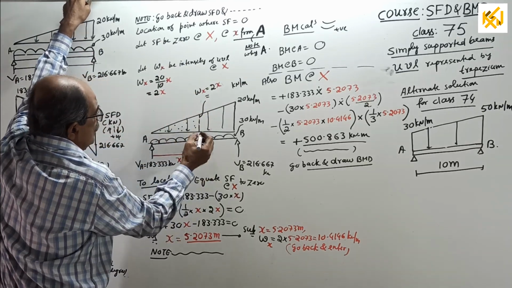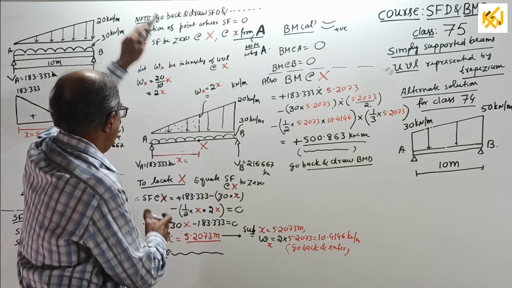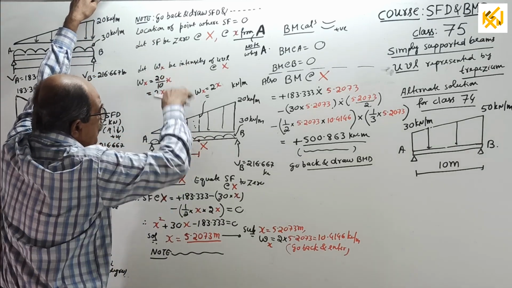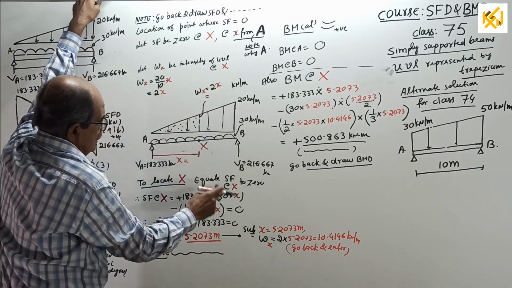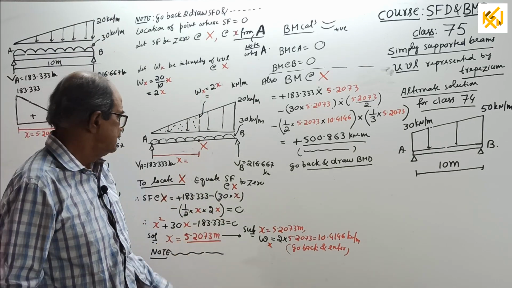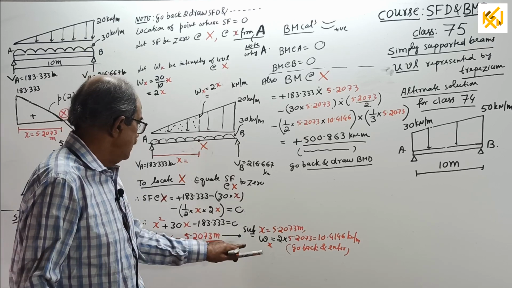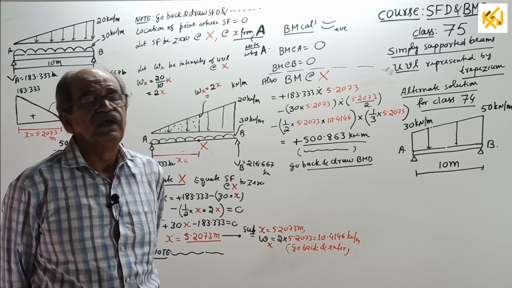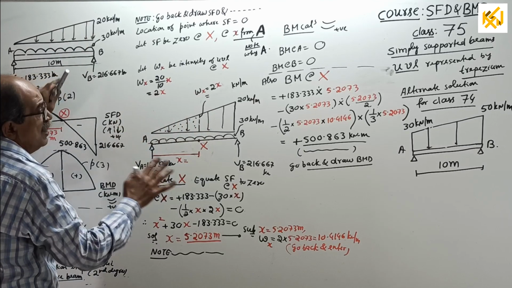Kilonewton per meter. Now, shear force at X: to locate X, you equate the shear force at X to 0. Plus 183.333 minus 30 into X, the total UDL, minus only this much, half into X into 2X. Equate to 0. Simplify. A quadratic will come. Actually, see there. Last time what you got? The same equation came. X will come as 5.2073 meter. Therefore, make a note. Shear force is 0 at 5.2073 meter from the left-hand side. It is slightly after the center, to the right side. The reason I told last time.